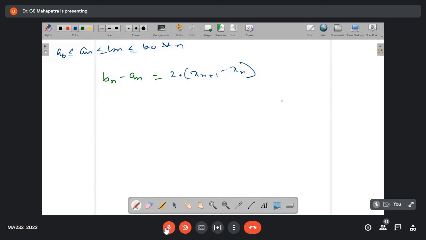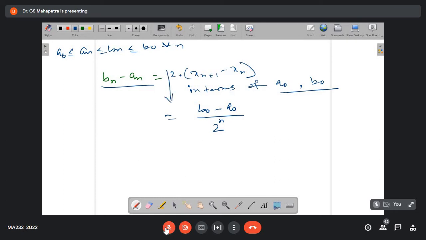What is Bn minus An? If I write it, then you will say, yeah, sir, that one. Write it down in terms of A naught and B naught. This is the n plus 1th iteration interval. The answer is B naught minus A naught by 2 power n. You can derive that one. What you have written, you can identify that one. It's not a problem.